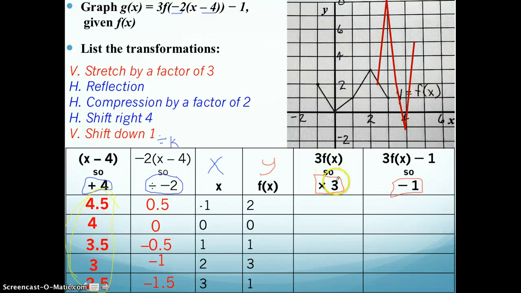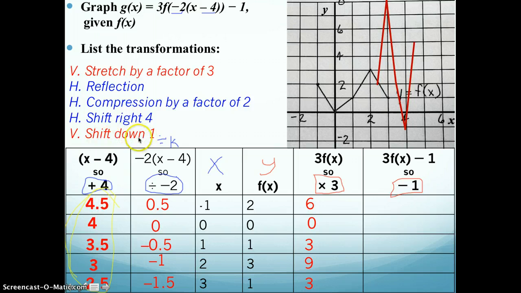We said that we're going to have a vertical stretch by factor 3, so that means we're going to take all of our y values and multiply them by 3, so that's what we're going to do now. This was 2, it's now 6, that was 0, it's now 0, that was 1, it's now 3, this was 3, it's now 9, this was 1, it's now 3. So we just took all the y values and we multiplied them by 3.